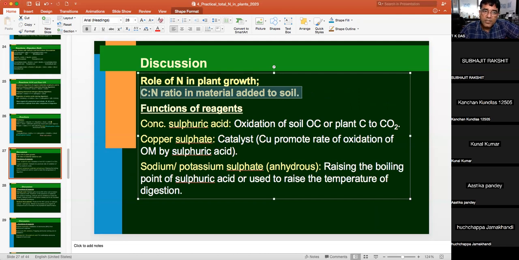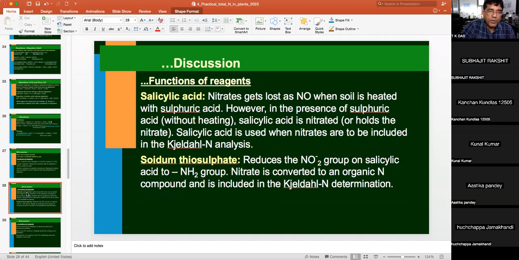Functions of reagents: concentrated sulfuric acid is used for oxidation of soil organic carbon or plant carbon to CO2. Copper sulfate is used as a catalyst or digestion accelerator. It promotes the rate of oxidation of organic matter by sulfuric acid. Sodium or potassium sulfate is used to raise the boiling point of sulfuric acid, or to raise the temperature of the digestion. These two accelerate the digestion process. In less time, you can do more. Function of salicylic acid is already explained to you.